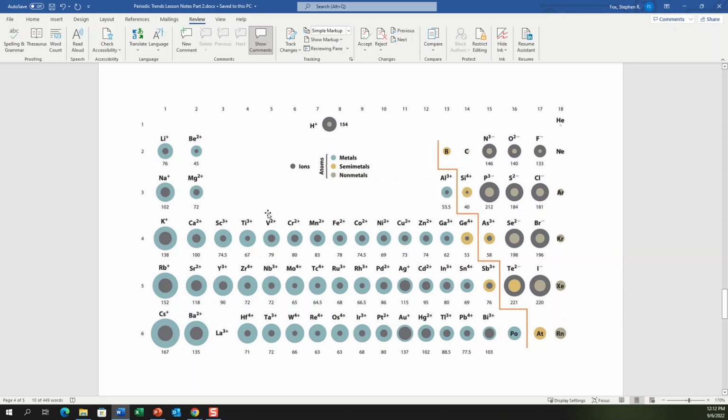Okay, so notice it's not within one row. All right, so it's really like the nonmetals of the previous row and the metals of the next row. The nonmetals are bigger, the metals are smaller because the metals of the next row, when we're talking about them in terms of ions, have more protons than the nonmetals of the previous row, okay?